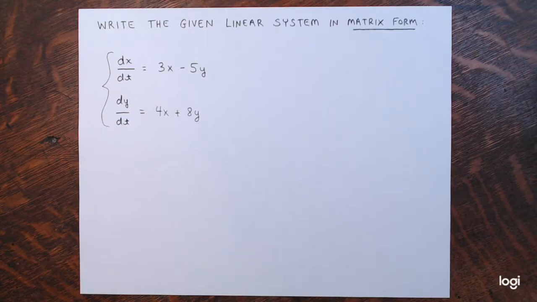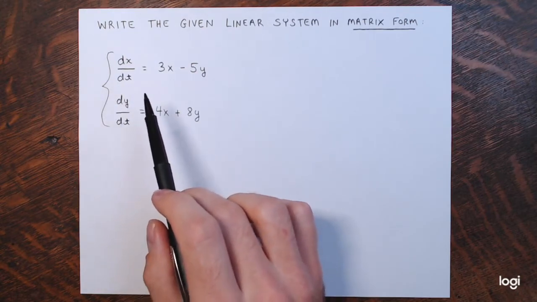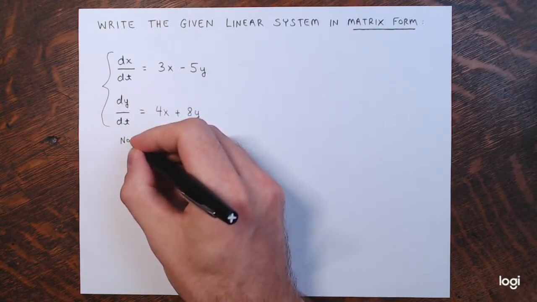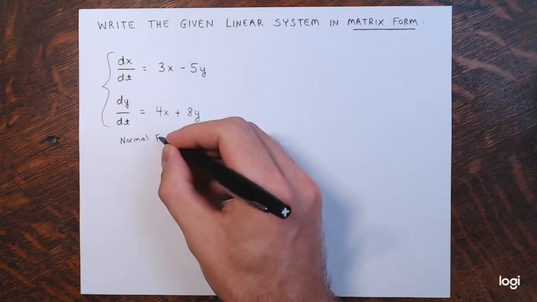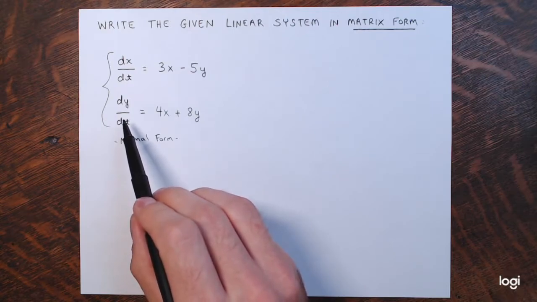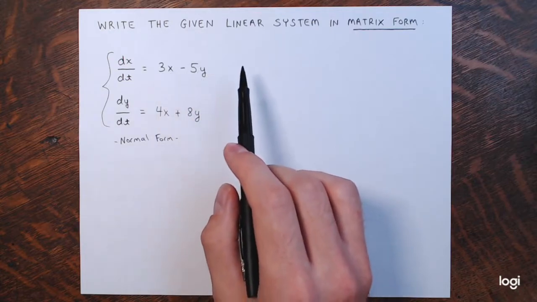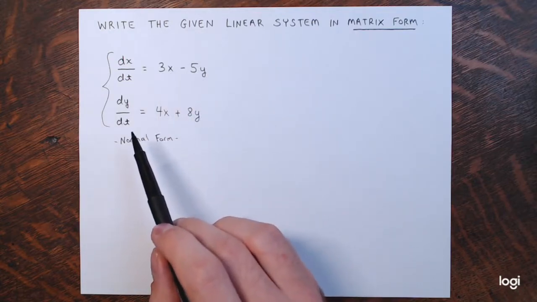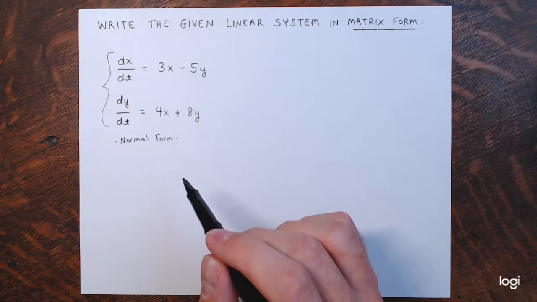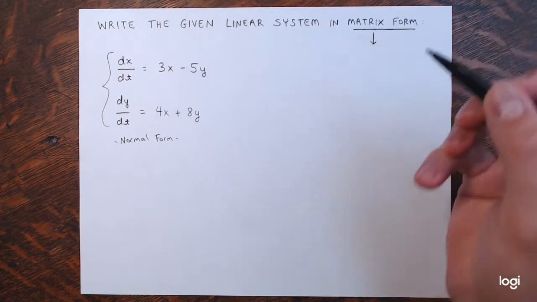Okay, so my first examples are going one way to the other. The way I have the system of equations written right now is called normal form, where all the first derivatives are on one side all by themselves, and then everything else, x of t, y of t, and then some other functions of t, where t is the independent variable here, is on the other side. Now I'm asked to write the given linear system in matrix form.